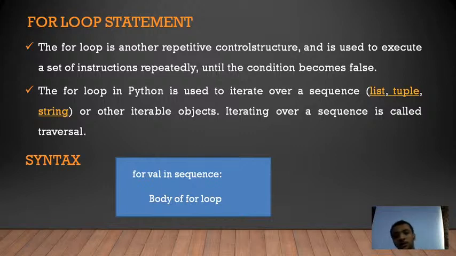The syntax is given here: for value in sequence. What is a sequence? A sequence is any range or any data type like list, tuple or string, which is iterable. What is iterable? Iterating over a sequence is called traversing. We go to every element of any data type, list or tuple or string, and we execute the statement for every element.